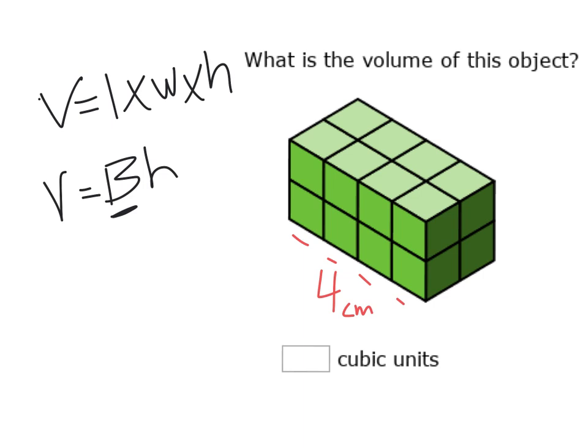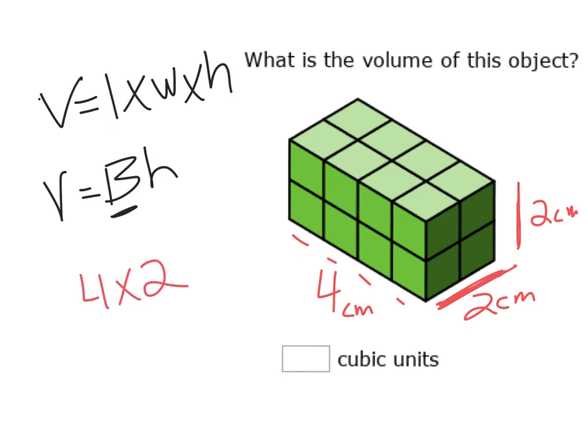My width is going to be how wide this is. So I'm going to draw a line here on the front part of this box, and I'm going to say, okay, that's going to be 2 centimeters. And then my height is going to be how tall it is, and so it's also going to be 2 centimeters. So really my problem is 4 times 2 times 2, which is pretty easy. My numbers are pretty low here. I don't have decimals involved, so I could probably do this one mentally. 4 times 2 is going to give me 8, and then 8 times 2 is going to give me 16.